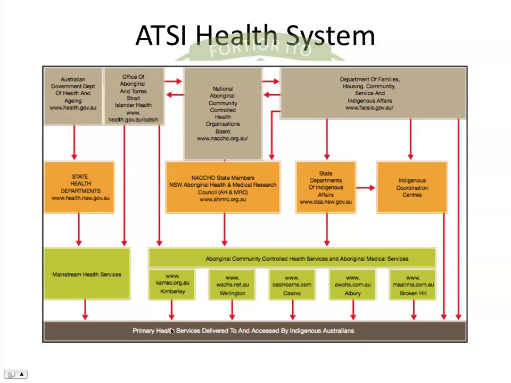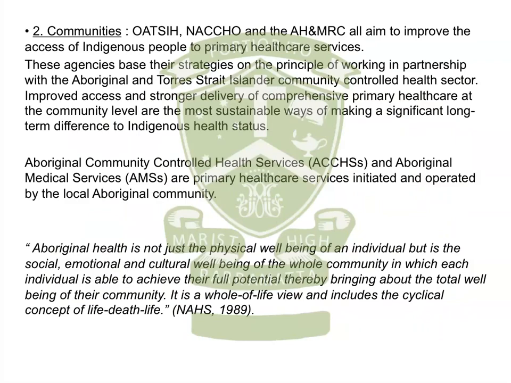Just a couple of examples here. All of these are in New South Wales, except for the Kimberley, which I believe is in Northern Territory, but that's neither here nor there. So that's just a pictorial example of the Aboriginal and Torres Strait Islander health system. Now, community groups. So we've got these different groups. These are the actual government agencies, but they work with community groups to actually improve Aboriginal health.